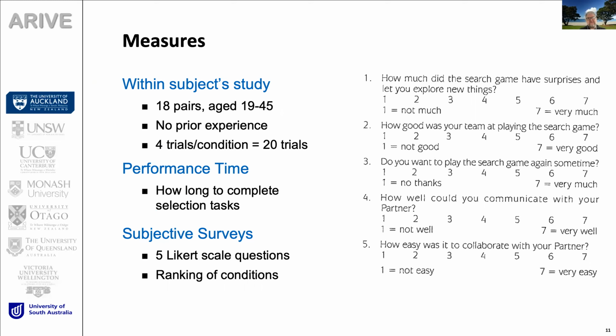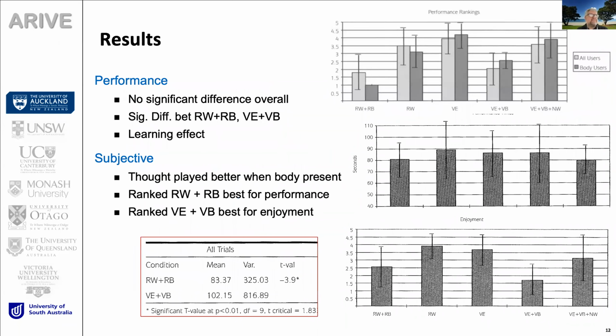So at this point, I got the idea that Likert scales should have similar terms on both ends. So you can see the Likert scale on the right, and we also measured the performance time and the ranking of conditions that people liked the best. So here's a snapshot of the results. We found that there was no significant performance difference in terms of time overall, but there was a significant difference between the real world and real body and the virtual environment, virtual body case. There's also a learning effect as well.